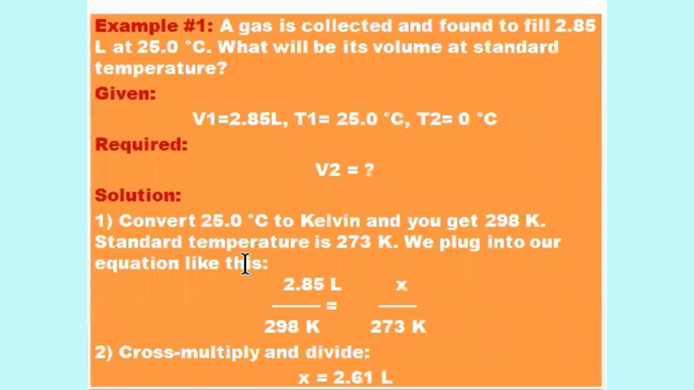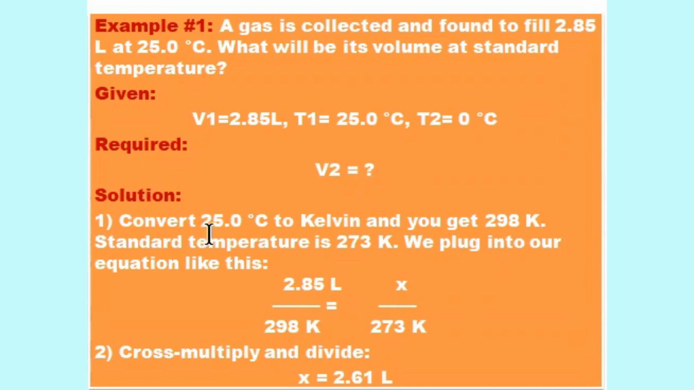Example number 1: a gas is collected and found to fill 2.85 liters at 25 degrees Celsius. What will be its volume at standard temperature? Given: V1 is 2.85 liters, T1 is 25 degrees Celsius, T2 is 0 degrees Celsius. 0 degrees Celsius is the standard temperature, which equals 273 Kelvin. And you are asked to find the volume V2.